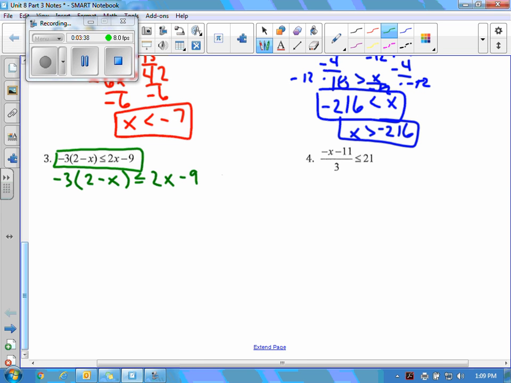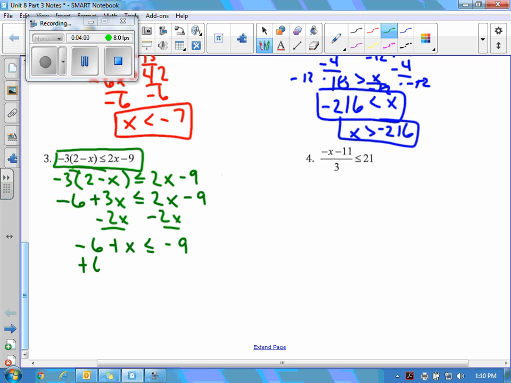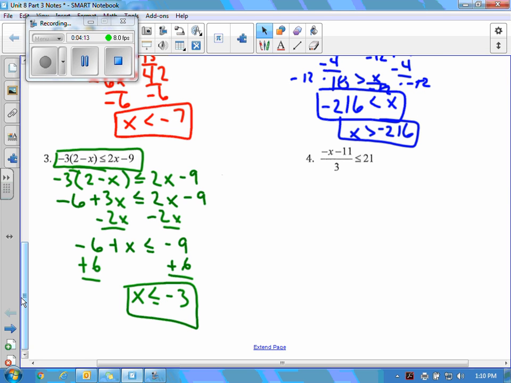So on the left side, the first thing I need to do is the distributive property. So that's going to give me negative 6 plus 3x is less than or equal to 2x minus 9. Now I need my x's on one side, my numbers on the other, so I'm going to subtract 2x from both sides. So it'll give me negative 6 plus x less than or equal to negative 9. Since I got the x's on the left, the number 6 is on the right, so I'm going to add 6 to both sides. So I'll get x is less than or equal to negative 3, and I'm done there. No multiplying or dividing by negatives, so no reason to flip the inequality symbol.